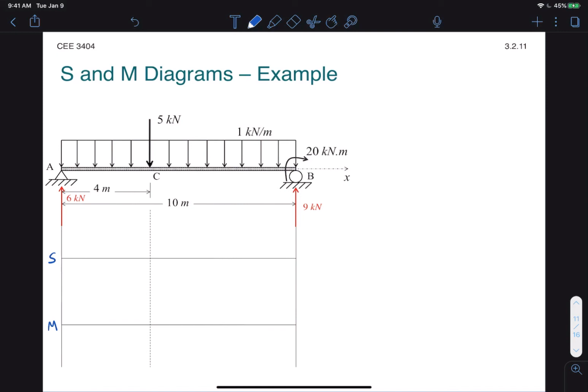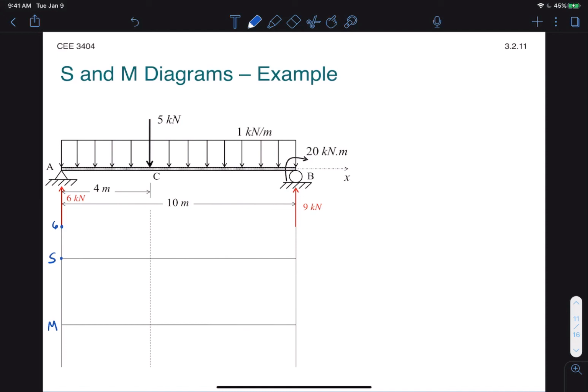Now we know that on the left side of A, the shear must be 0, but as we move to the right, immediately we encounter the 6 kilonewton reaction force. That results in a jump up of 6 kilonewtons. Then we have to deal with the distributed load.